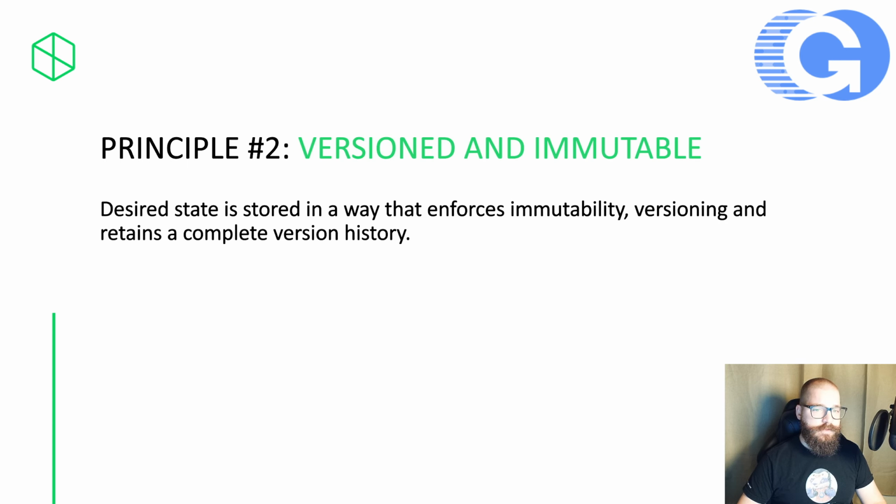It must be versioned and immutable. The desired state is stored in a way that enforces immutability, versioning, and retains a complete version history. And that usually means using Git. But they actually don't enforce you to use Git. So if you're that kind of person that likes things like SVN, that should be fine as well. Perhaps not as easy to work with when it comes to coding. I'm not sure how easy it is to code Go for SVN. I haven't tried it myself.